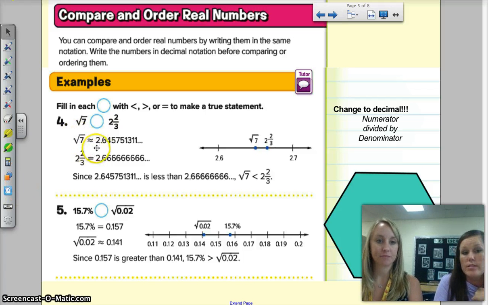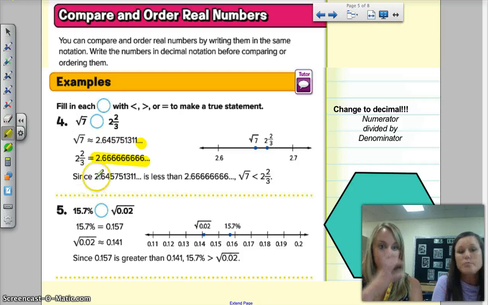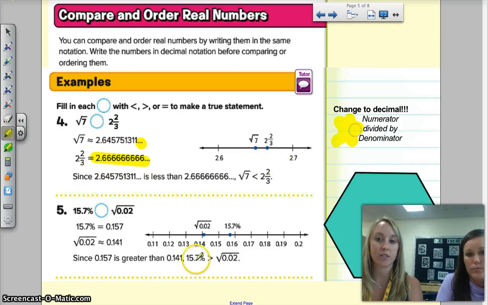So the square root of 7 is 2.64, blah, blah, blah. Notice how it has the dot, dot, dots. We know that's an irrational number, it doesn't stop. Then we change this to a decimal by doing 2 divided by 3. You leave the whole number as 2, and then 2/3 becomes the decimal behind that. So we're comparing 2.64 to 2.66.